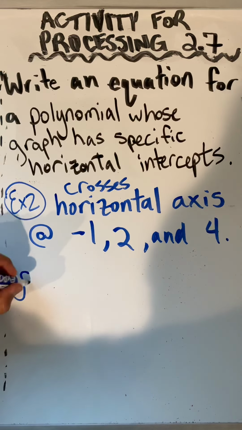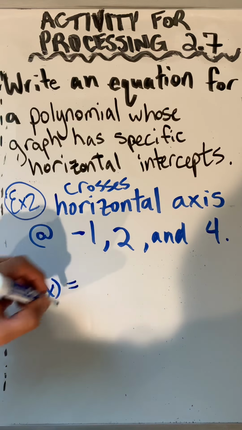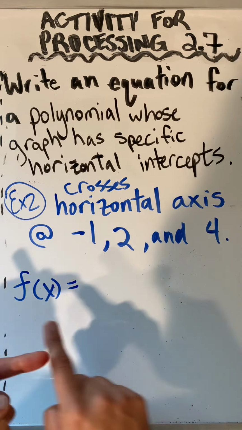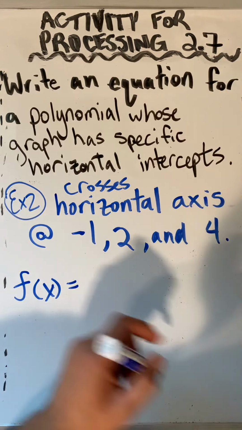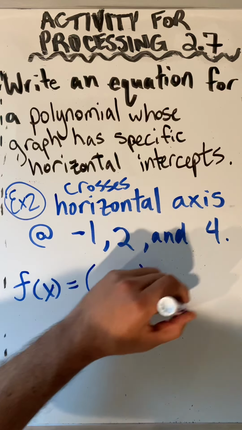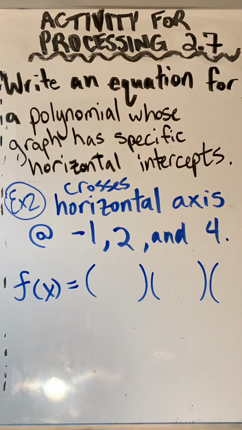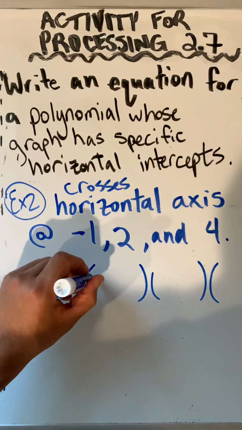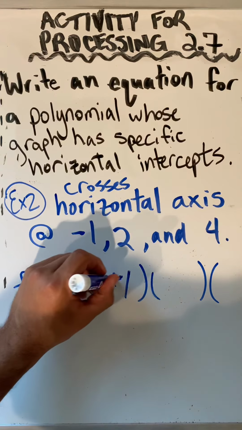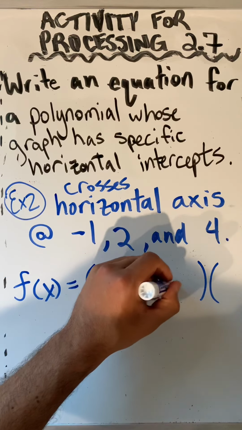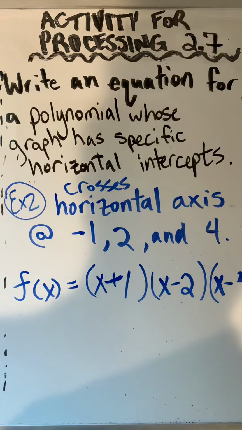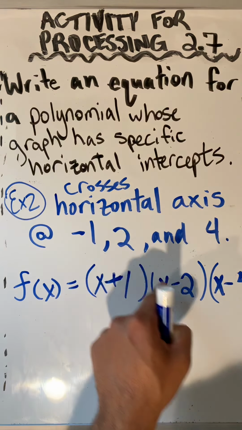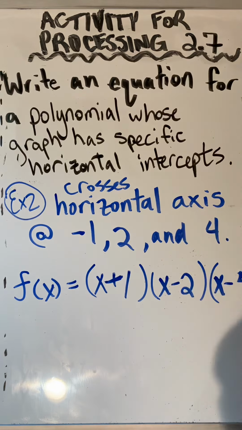This time I'm going to write it with f of x. You notice in example 1, I wrote it down as y equals bop, bop, bop. This time I'm going to write it down as f of x equals bop, bop, bop. Okay, so just switch the sign. There you go. Bada bing, bada boom. -1 became +1, +2 became -2, +4 became -4.